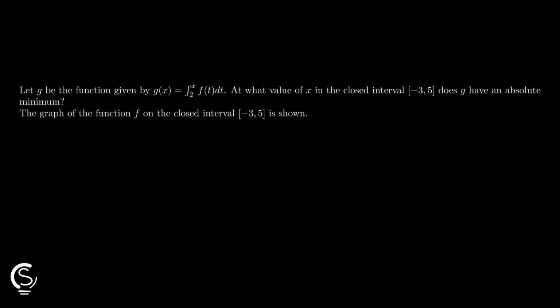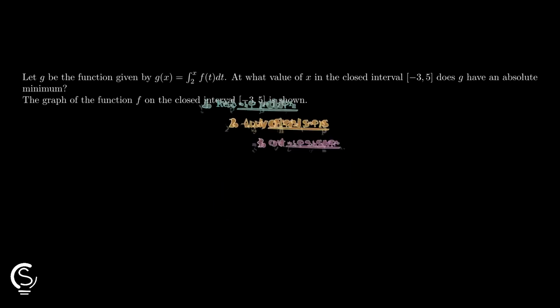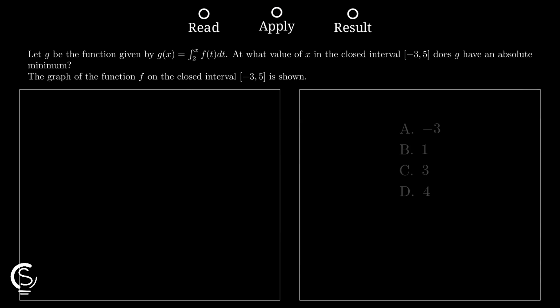I got your back. Finding the absolute minimum of an integral function is a classic calculus challenge. We will analyze the graph of f to solve this problem quickly. By the fundamental theorem of calculus, the derivative of our function g is simply f. This means we need to look for where the area under the curve is most negative.